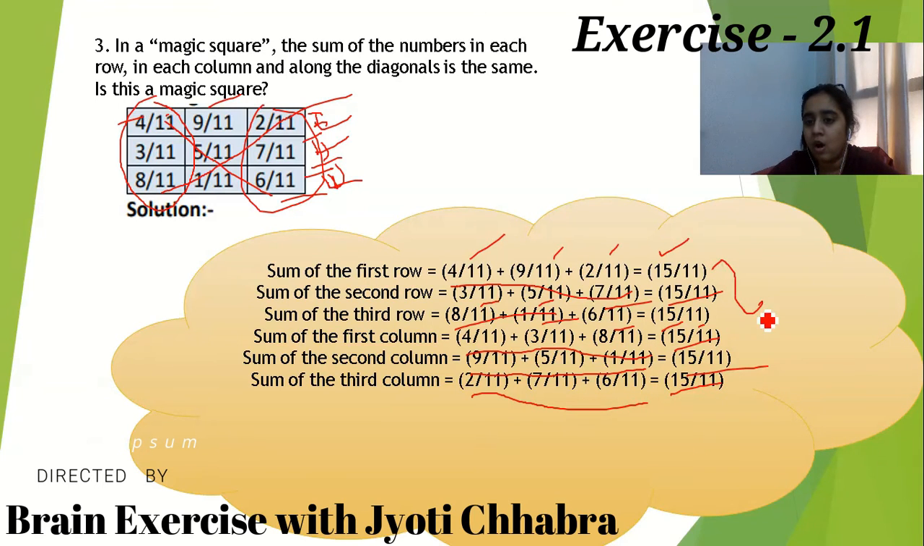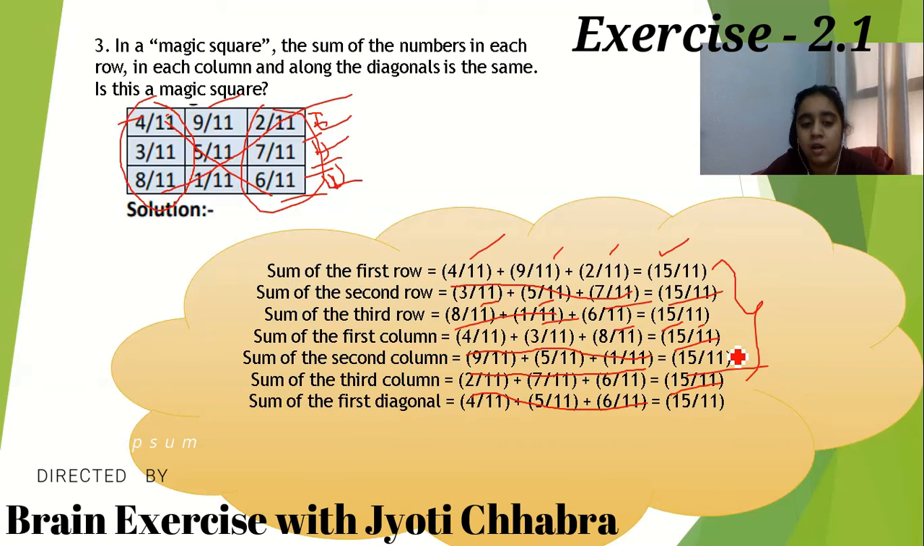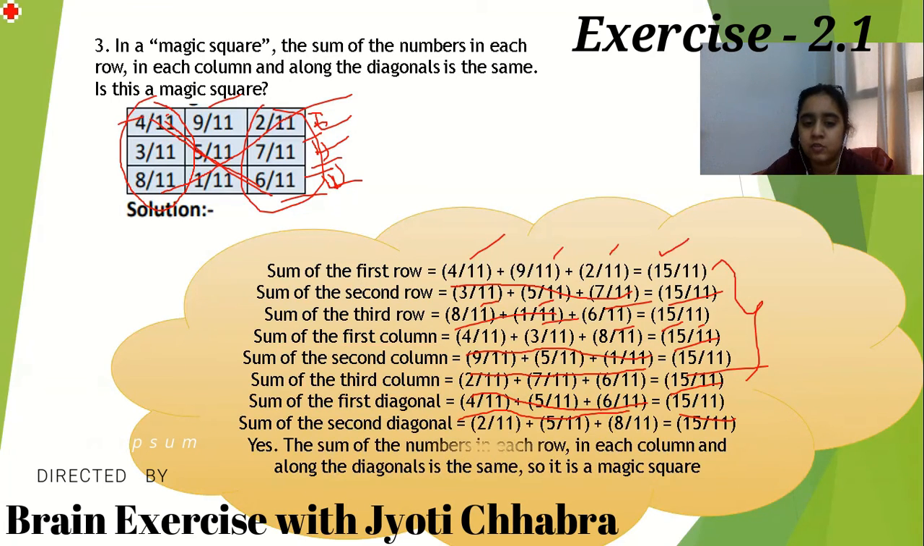Now we are getting the same answer, that is 15 upon 11. Now we will add its diagonals. If its diagonals also give 15 upon 11, then we will say that it is a magic square. Now the sum of the first diagonal, this is the diagonal, 4 upon 11, 5 upon 11 and 6 upon 11. When we add these three numbers, we will get the answer 15 upon 11. And the second diagonal is 2 upon 11, 5 upon 11 and 8 upon 11. This is called the diagonal.